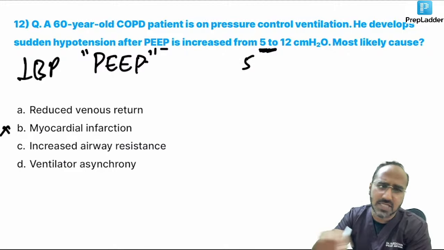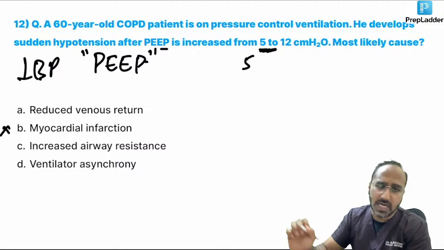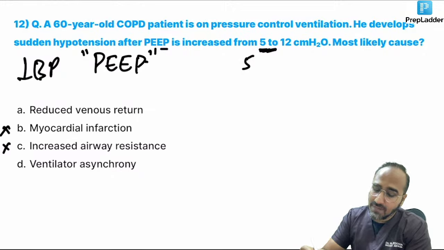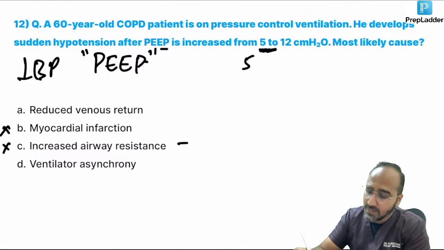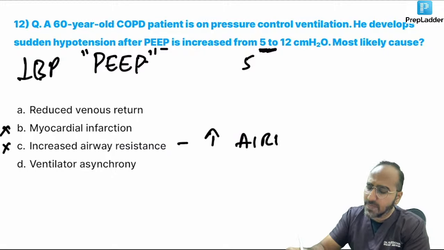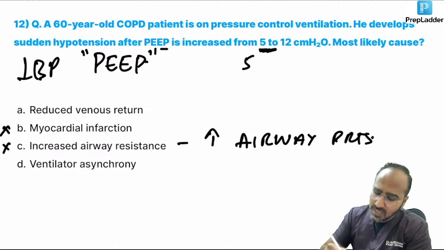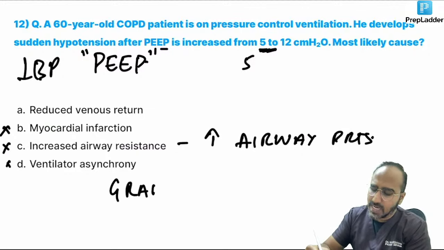These are both not mentioned, so myocardial infarction is not there. It cannot be sudden airway resistance increase. If there is a sudden airway resistance increase, it will not cause hypotension, guys. It will cause raised airway pressure. Airway pressures will be increased. If ventilator asynchrony is there, that won't cause sudden hypotension. That will cause gradual hypotension.